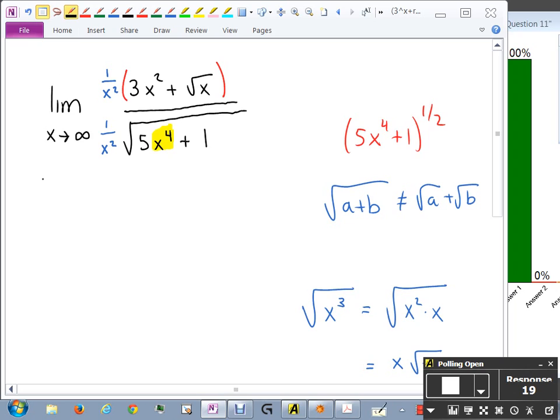So let's try this. What happens when I distribute 1 over x squared through the top? I think I heard 3. Yes, 3, the first one? And then what about this next one? Is it all right if I just write root x over x squared? Is that okay with everyone?